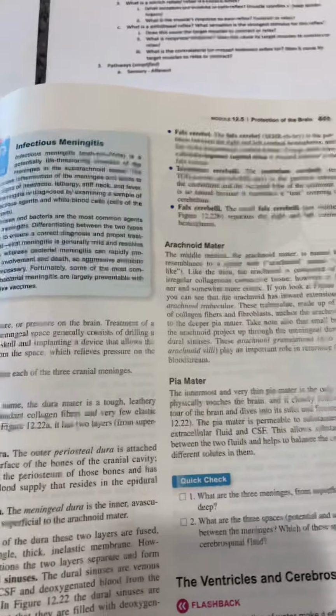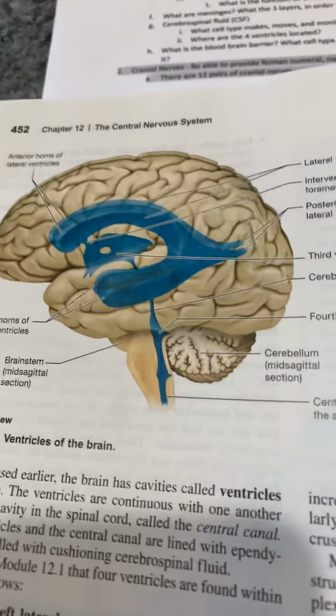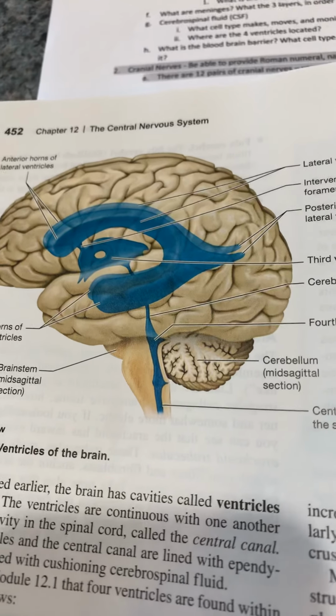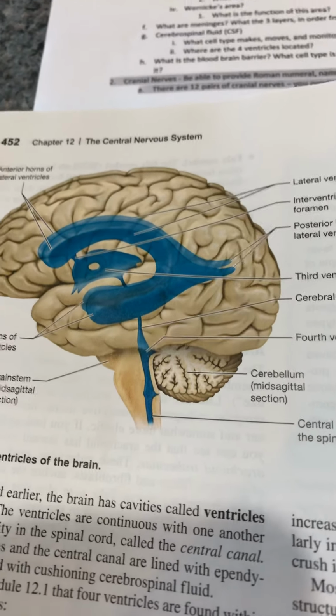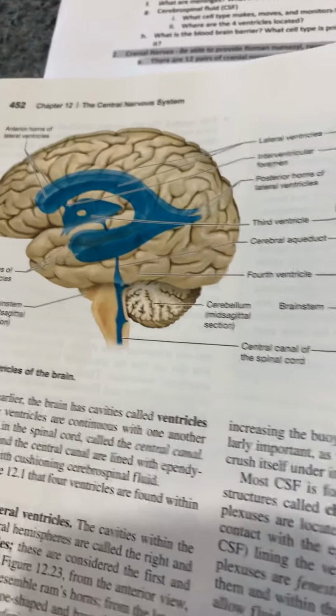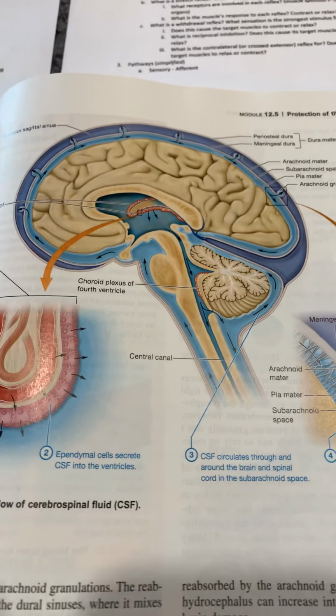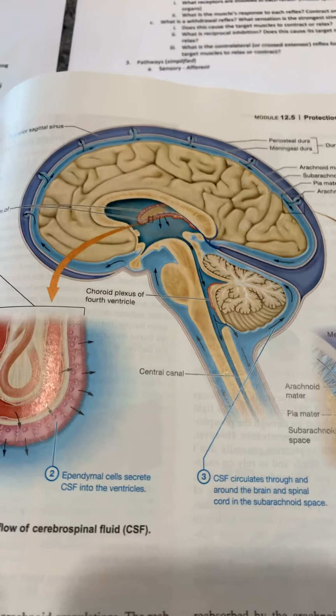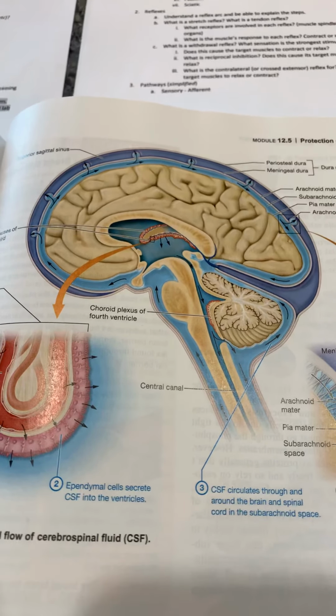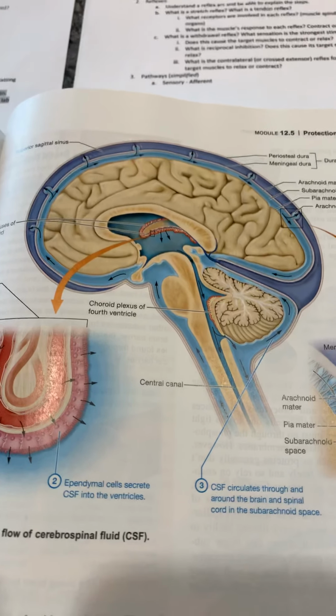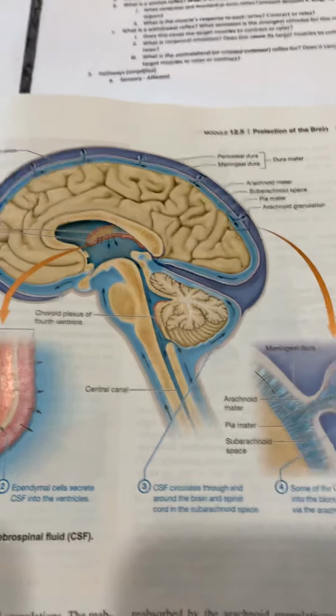Page 451 goes over all of the meninges. Here's a good picture of the ventricles of the brain, where the cerebrospinal fluid is located. It has its own circulation system throughout the brain. This is over on page 453, and it shows you exactly how the cerebrospinal fluid circulates. It goes through the cord, around the brain, in the brain, all over.